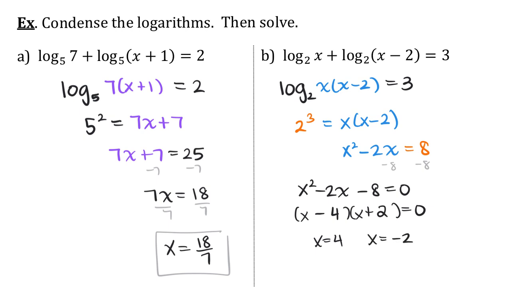Let me just make sure that these work. If I plug 4 in here, log base 2 of 4, that's good. Log base 2 of 4 minus 2, that's also positive. So x equals 4 is a good answer. How about negative 2? If I do the log base 2 of negative 2, oh, I can't log negatives. So x equals negative 2 is not a valid answer. So my only answer is x equals 4. x equals negative 2 is an extraneous answer.